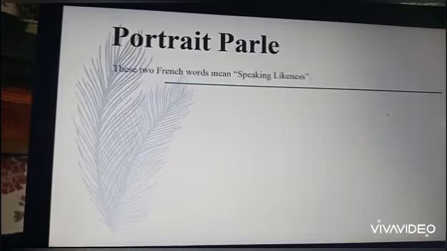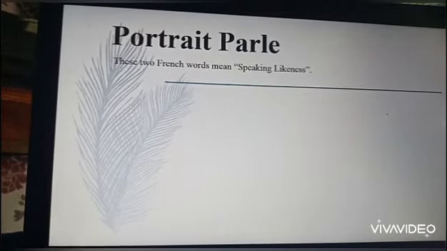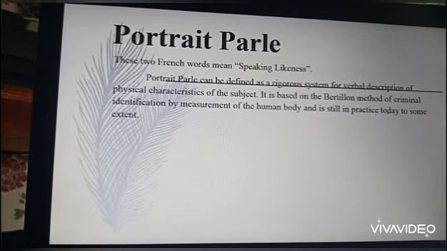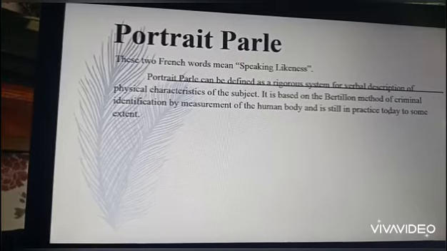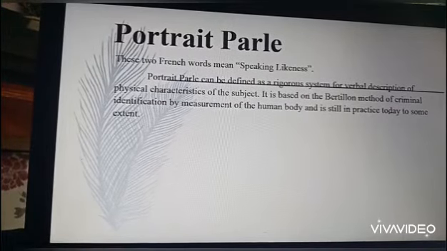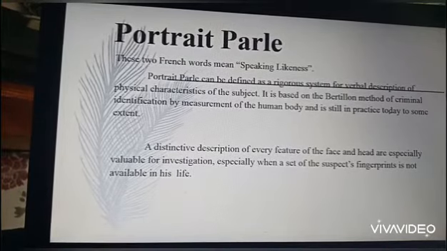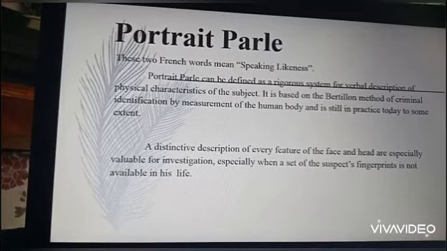Portrait parlé. These two French words mean speaking likeness. Portrait parlé can be defined as a rigorous system for a verbal description of the physical characteristics of a subject. It is based on the Bertillon method of criminal identification and measurement of the human body and is still in practice today to some extent. It gives a distinct description of every feature of the face and head, and is especially valuable for investigation when a set of the suspect's fingerprints is not available.